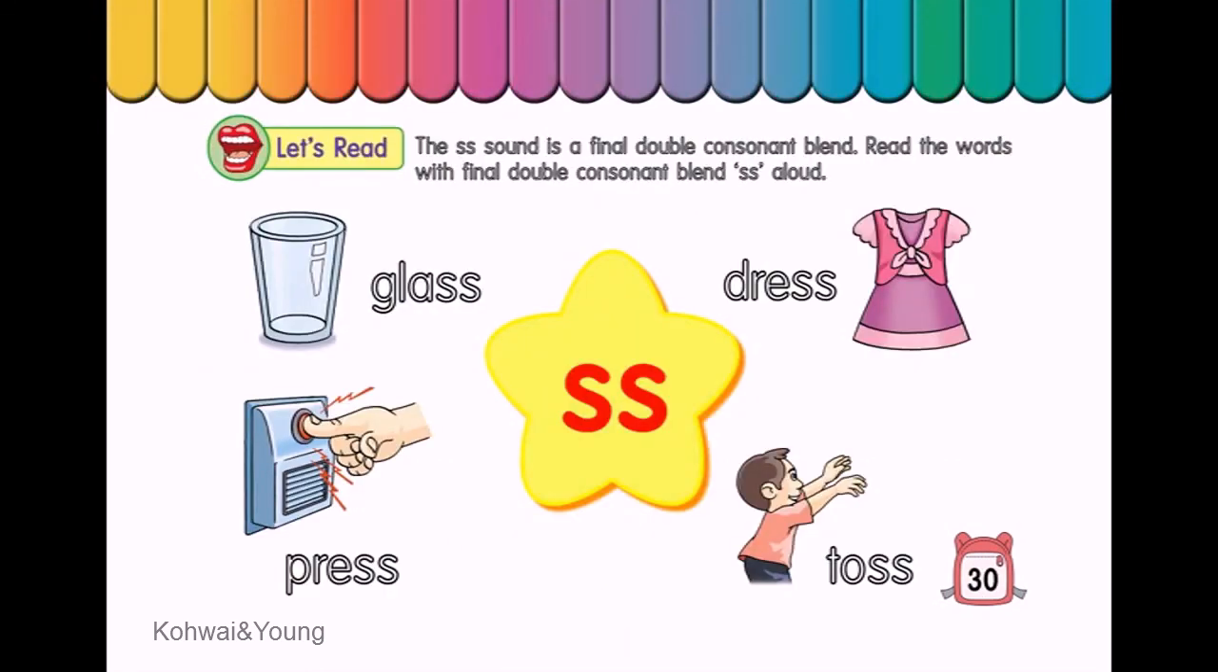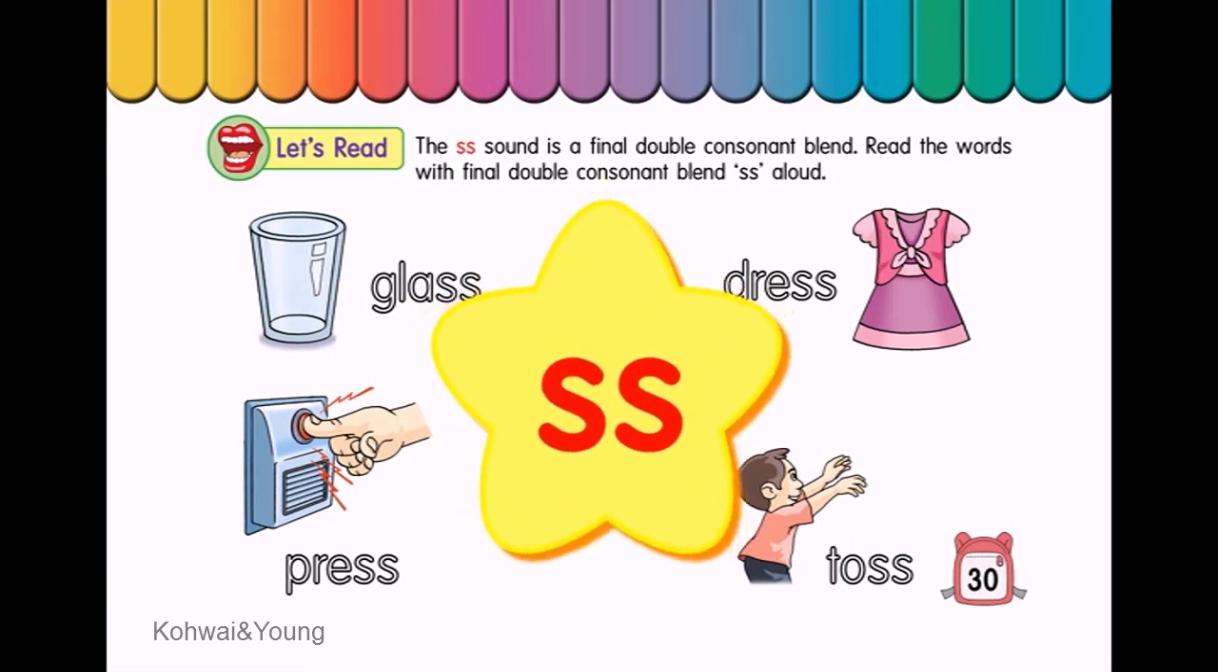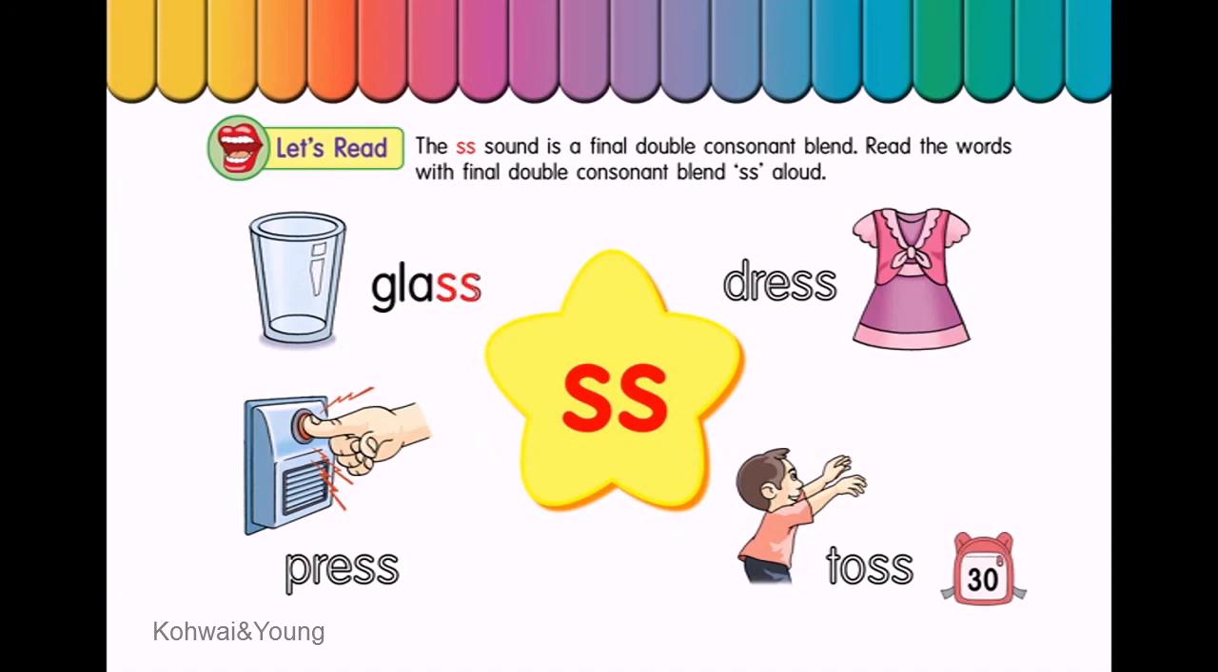Let's read. The s sound is a final double consonant blend. Read the words with final double consonant blend s aloud. S, glass, dress, press, toss.